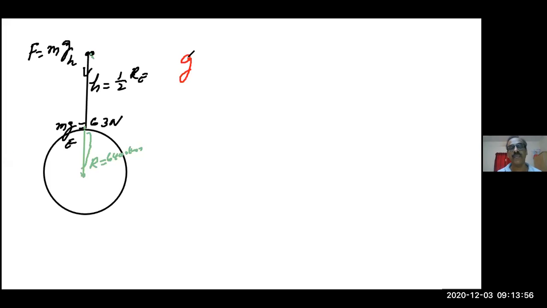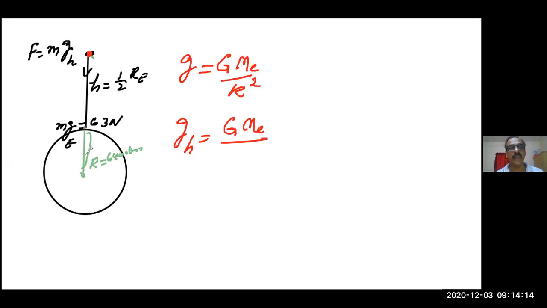First, on the surface, g is equal to GM_E divided by R squared. Any doubt? Now at a height h, g_h is equal to GM_E divided by the distance from the center, R plus h, whole squared. Isn't it?